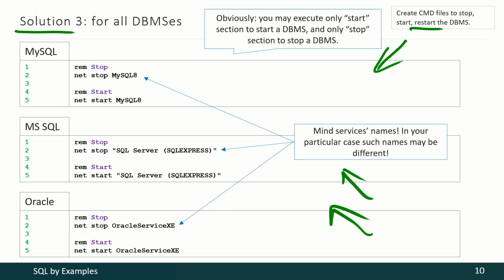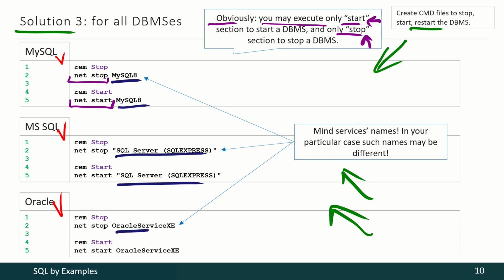And it's really obvious that you may execute only the start or stop section to start or stop your DBMS. Also, we have to mention that in all these cases you have to start your command files with administrator privilege. And finally, to stop a service we use the net stop command, to start a service we use the net start command. And then we are only putting the names of our services in each and every expression.